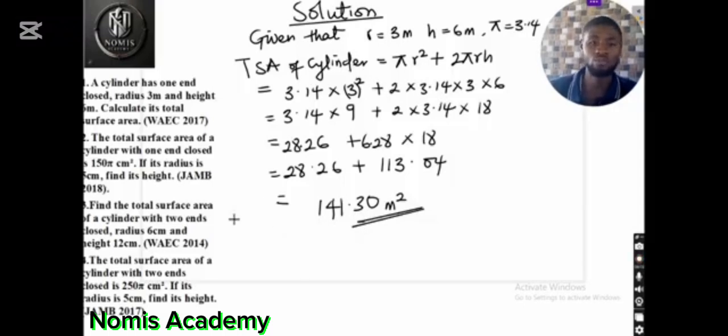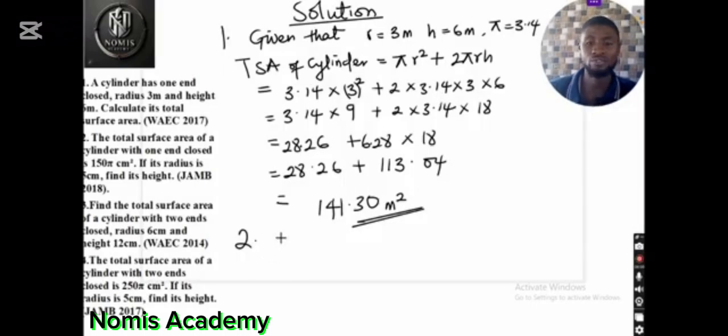Let's take question number 2. The total surface area of a cylinder with one end closed is 150 pi centimeter squared. If its radius is 5 centimeter, find the height.